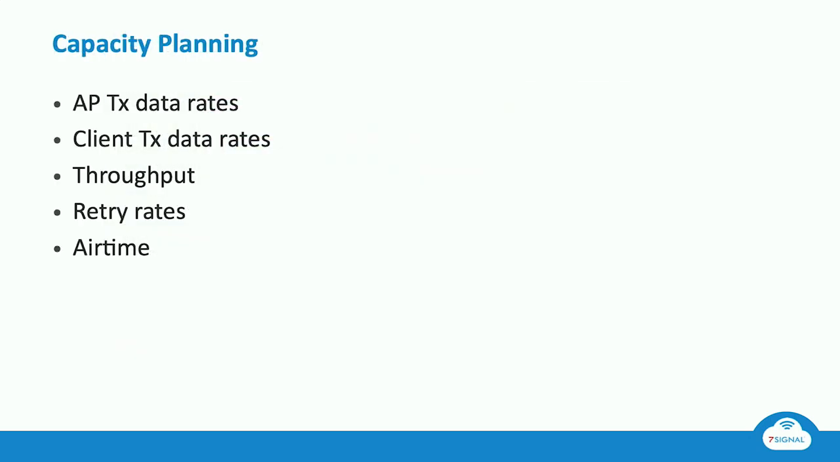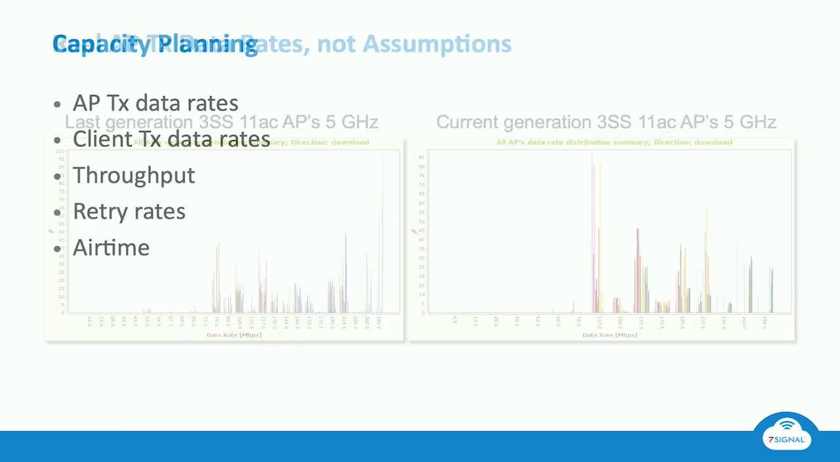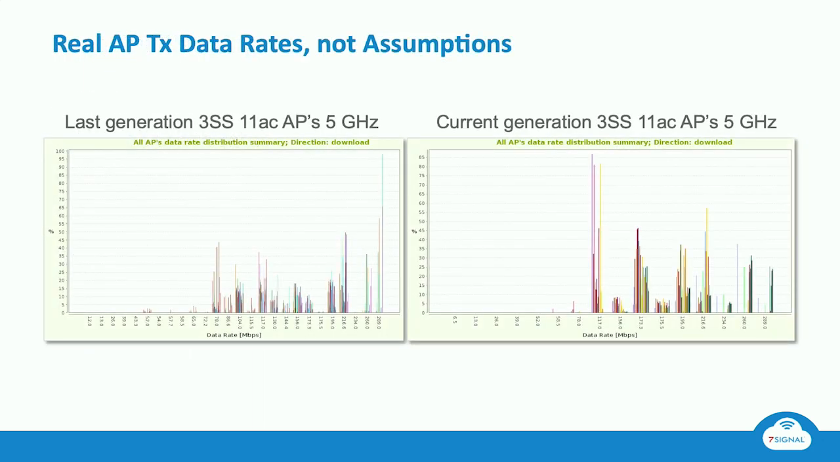And then there's a ton around capacity planning where we make assumptions about, such and such client with such and such capabilities should be transmitting at this data rate. And the same thing for APs. And that goes into the amount of throughput we can deliver to those clients. We can replace a lot of those assumptions with real data from the APs and clients that are going to make up the network. And some of that data is kind of surprising.